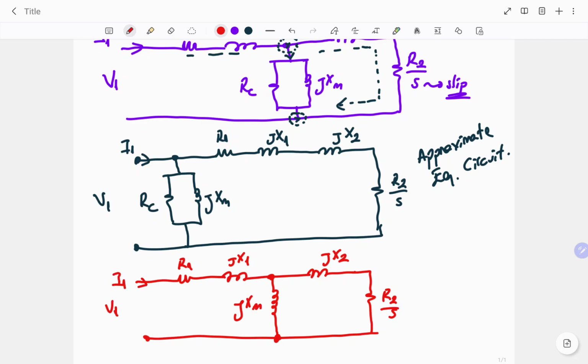Why? This circuit is mostly used for the determination of equivalent circuit parameters. So in that case, it's very hard to determine the value of RC. Its value is combined with the rotational losses of the induction motor. So its effect is still protected, but in terms of the equivalent circuit model, we cannot use it specifically. So this is the simplified equivalent circuit.